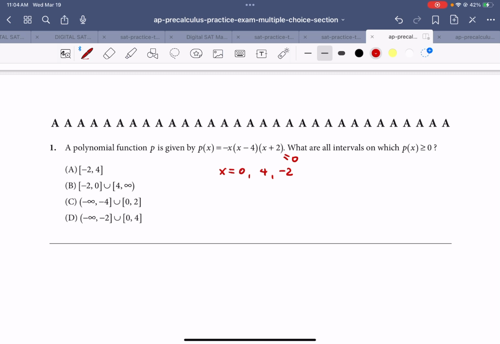As you see in this polynomial, each factor's multiplicity is 1. That is important. If the multiplicity is an odd power, then the graph will pass through. If it's an even power, then it will bounce at the zeros. So you draw a number line, and then you put down all the zeros on the number line: negative 2 here, 0, and 4. So this is the p of x graph.